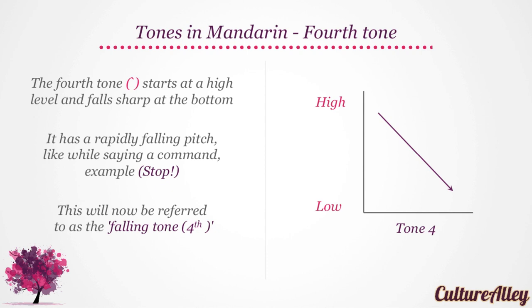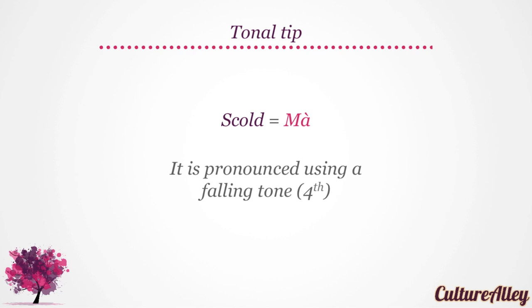Let's begin. The fourth tone is denoted by a downward slant from left to right over the vowel and starts at a high level and falls sharp at the bottom. It has a rapidly falling pitch, like while saying a command, kind of like saying stop. This tone will now be referred to as the falling tone, or the fourth tone. Note that scold translates to ma, and is pronounced using a falling tone. Can you try and say ma?